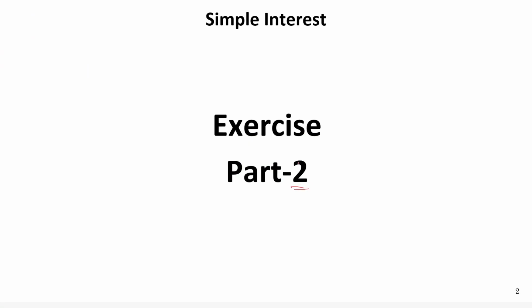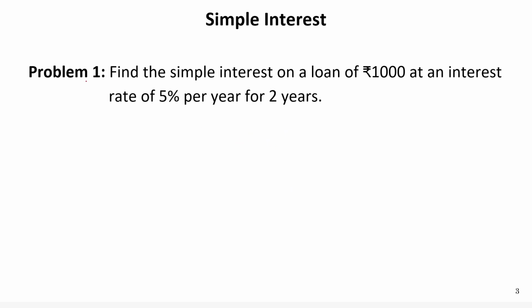So this is the second lecture and we will be doing some exercise problems. Let's see problem number 1. Find the simple interest on a loan of 1000. So the principal amount is 1000, at an interest rate of 5% per year for 2 years. So the given time period is 2 years and the interest rate is 5%.